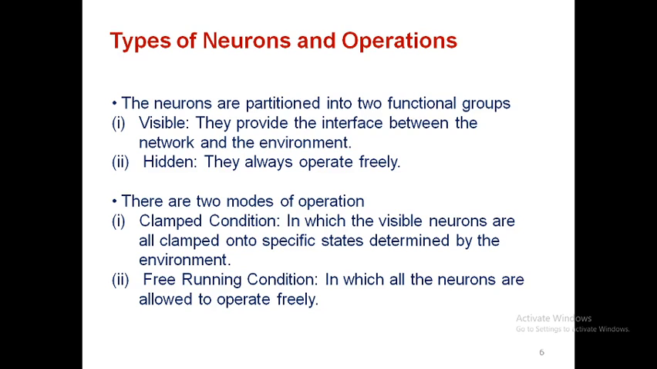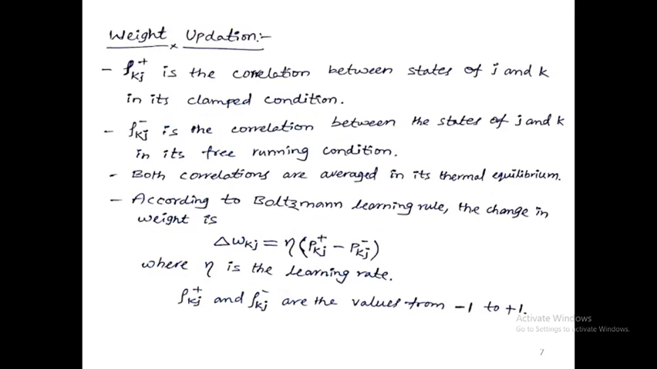The second operation is free running condition, in which all the neurons are allowed to operate freely, like hidden neurons. Hidden neurons don't depend on the environment, so that operation is called the free running condition operation. Again, like in other learning methods, how are the weights updated here in this Boltzmann learning rule?